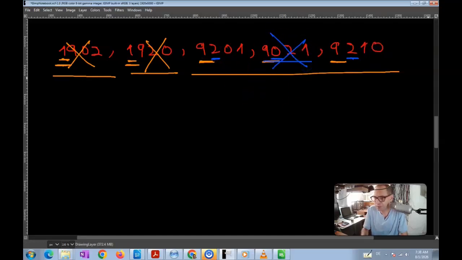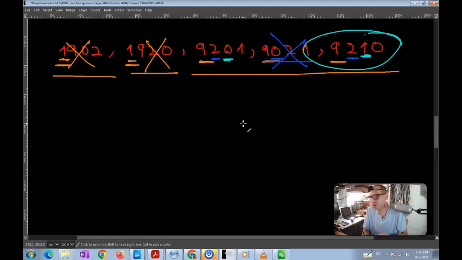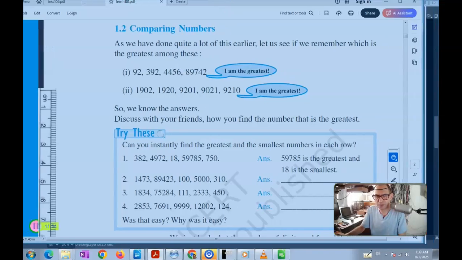Right? Then, since these two digits are exactly the same, 2 and 2, I'm going to move one step towards the smaller place value, which is the 10th place value here. So in the 10th place value, I have 0 groups of 10, and I have 1 group of 10, right? So then of course this number is going to be the largest number on this list, right? And so that's how you would compare numbers. Very easy.